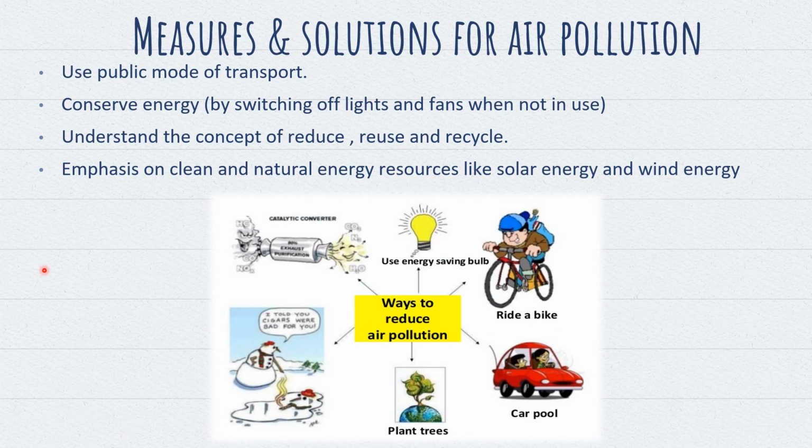Now, what are the measures and solutions for air pollution? Number one is use public modes of transport. If we use public modes of transport, we must adopt a few new measures and we will have the solutions with us. If we use public transport, we will not be emitting our pollution in the air. The next one is conserve energy.